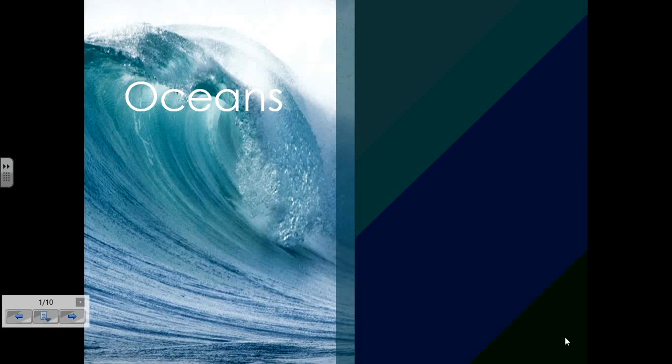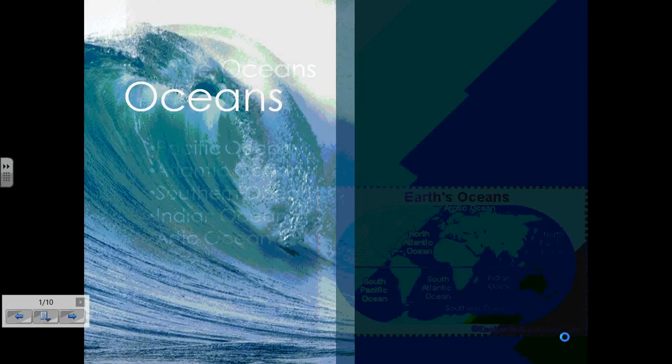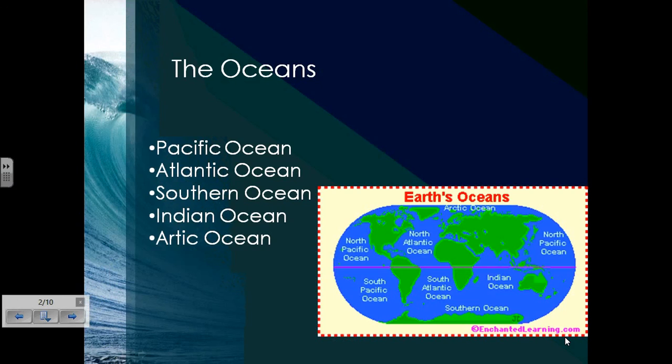Hey, today we're going to talk about oceans and water distribution. Now, there are 5 oceans on Earth. They are the Pacific Ocean, the Atlantic Ocean, the Southern Ocean, the Indian Ocean, and the Arctic Ocean. If you take a minute or so to look at the globe or the map provided and get an idea of where those oceans are located.